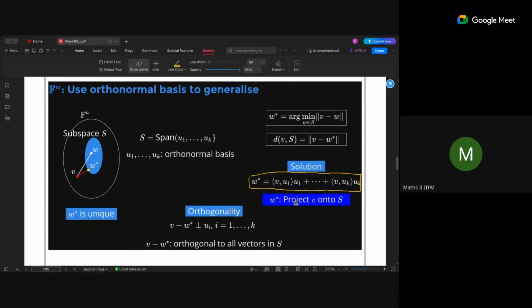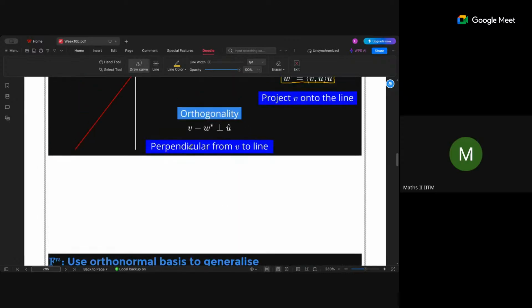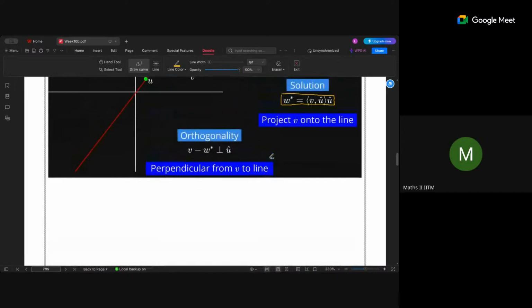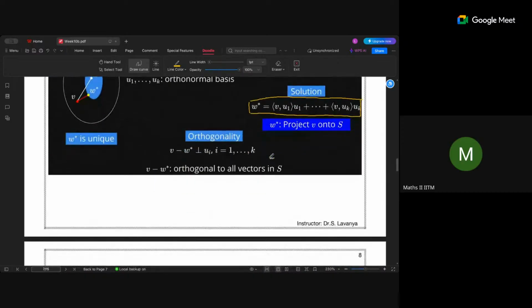This is the projection of v onto s, and v minus w star is perpendicular to every ui. The same thing we had here holds for all the basis elements. And this w star is unique. You may feel that with so many things in this formula it's going to be difficult, but don't worry. Once we solve some problems you will find it very easy. We solve a few problems and you are going to find them very easy.